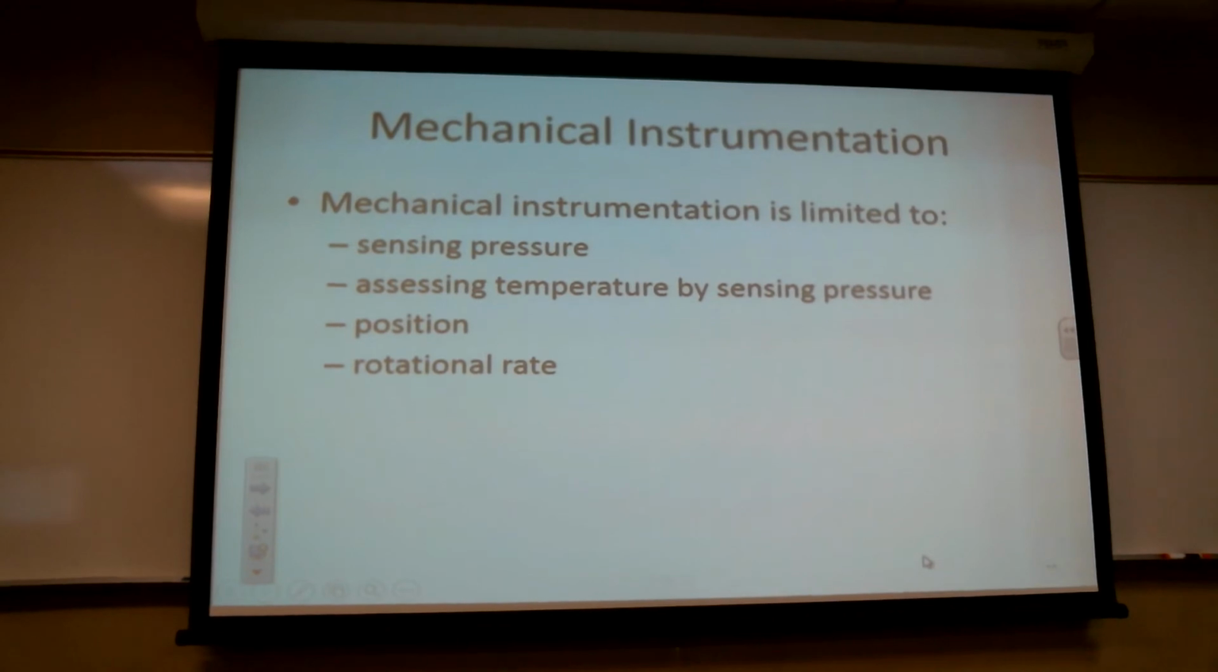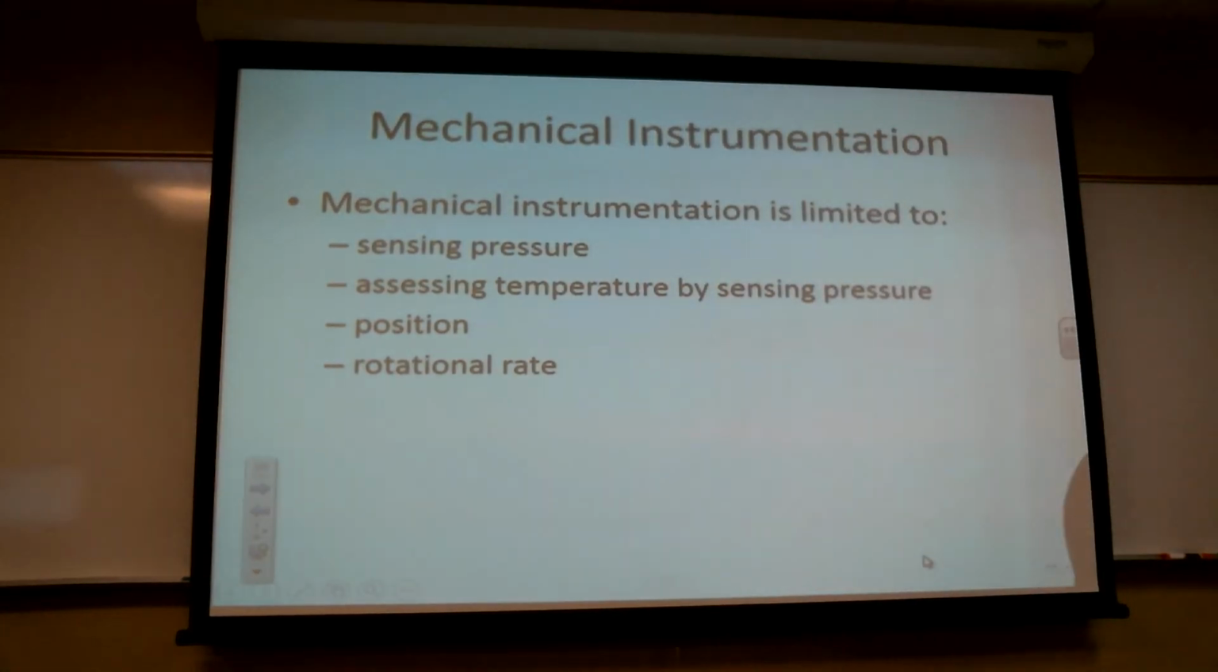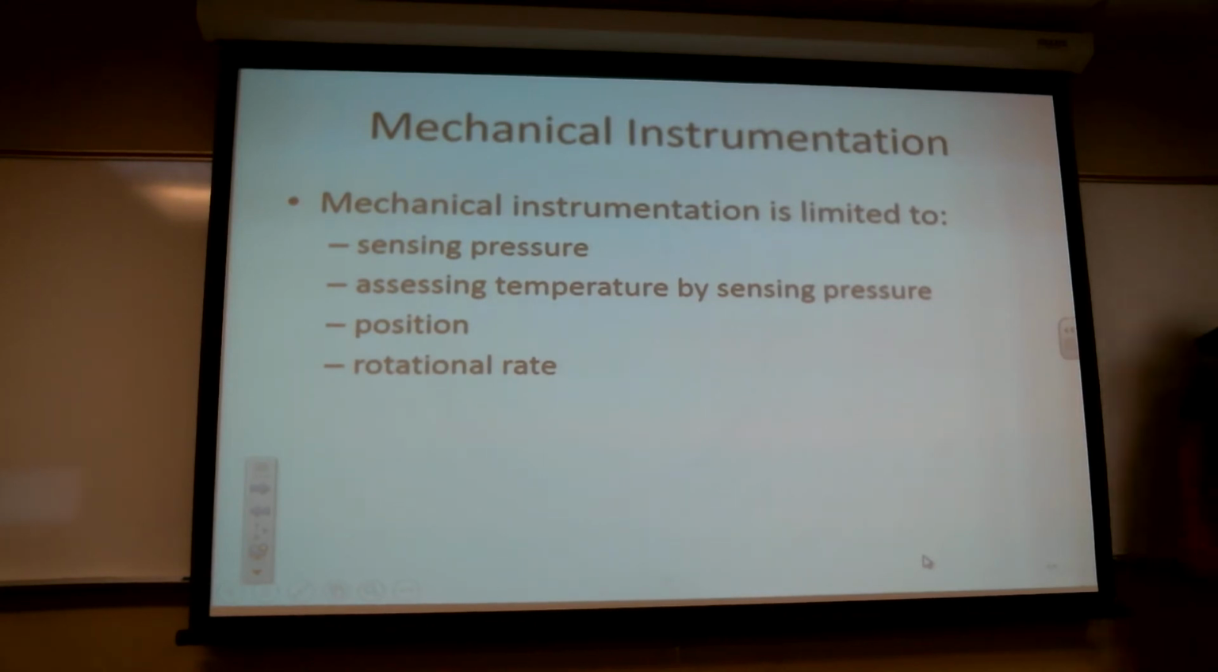Okay, so by and large, mechanical instrumentation is somewhat limited. We can definitely sense pressure. We typically do that with the Bourdon tube for higher pressures, and lower pressures with an aneroid bellows. We can also measure temperature by a physical means of a bimetallic spring that will change shape as it heats up or cools down.